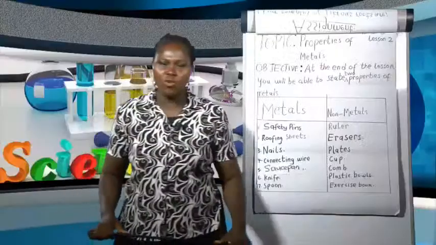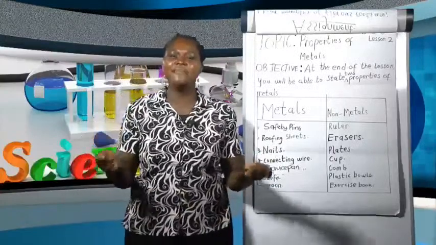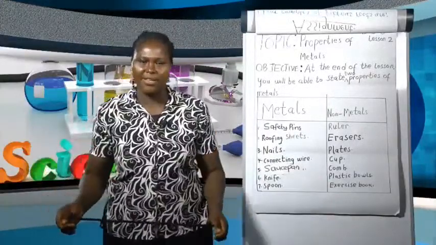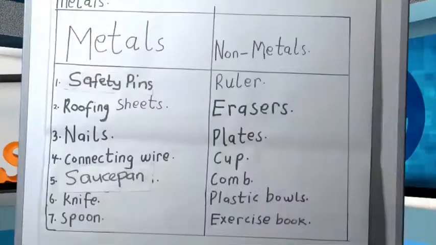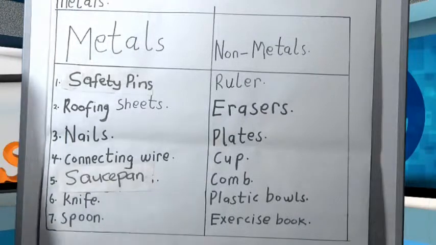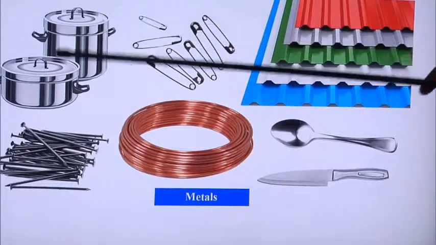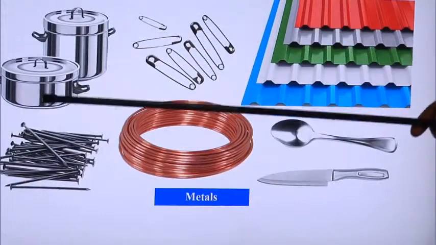Learners, let's group the materials into metals and non-metals. Into what? Metals and non-metals. We have some materials on our screen. Let's first look at the metals. We are grouping them. The materials we saw, we want to divide them into two: those made from metals and those made from non-metals. So these are materials made from metals. They are what? Made from metals.